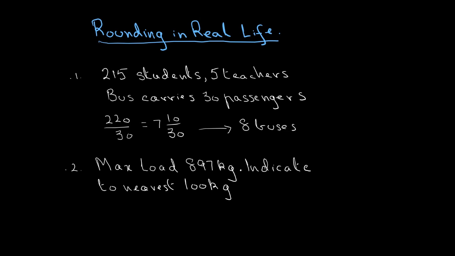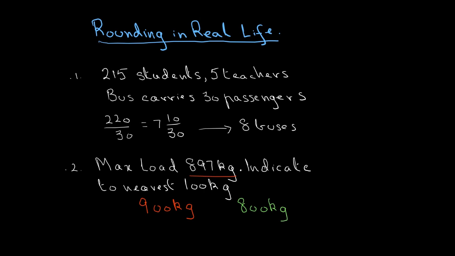Let's say there's an elevator and the maximum load that the elevator can carry is 897 kg. Now for some reason you have to indicate to the nearest 100 kg what the safe load is. Think about it. You have two choices. You can choose 900 kg, which is very close to the correct answer of 897, or you can round down to 800 kg. As a safety person, what would you do?